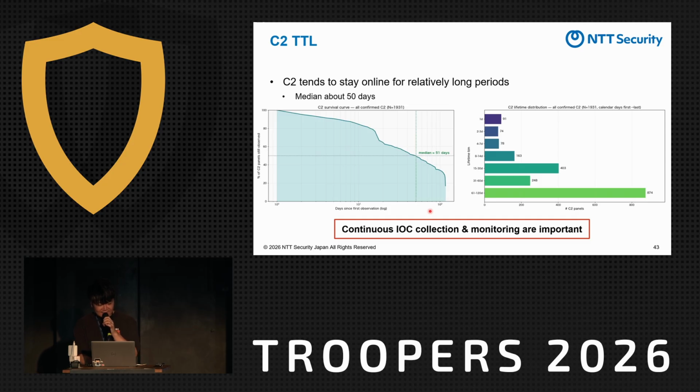So, these results suggest that vShell C2 infrastructure is not rapidly rotated, but rather operated in a relatively stable manner. Therefore, continuous monitoring and tracking of identified C2 servers can be an effective strategy for detection and analysis, maybe.